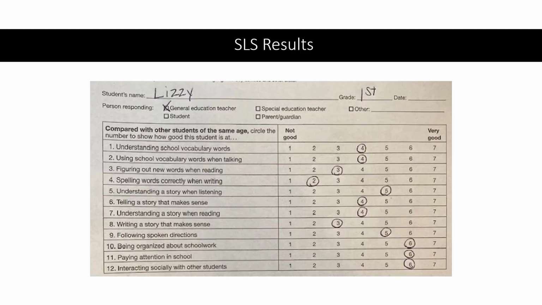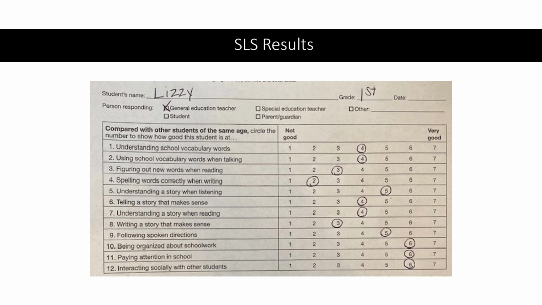So this is the SLS results that you get back from the general education teacher. So at a quick glance, you can see some lower ratings, and we're going to apply that criterion rule: 2 or more less than 5 on the first 8 items. And by glancing, I can see that she does not pass. So when I look at some of these areas, I can see that 1 and 2 relate to vocabulary, and they're at a 4, so there could be some concern there.